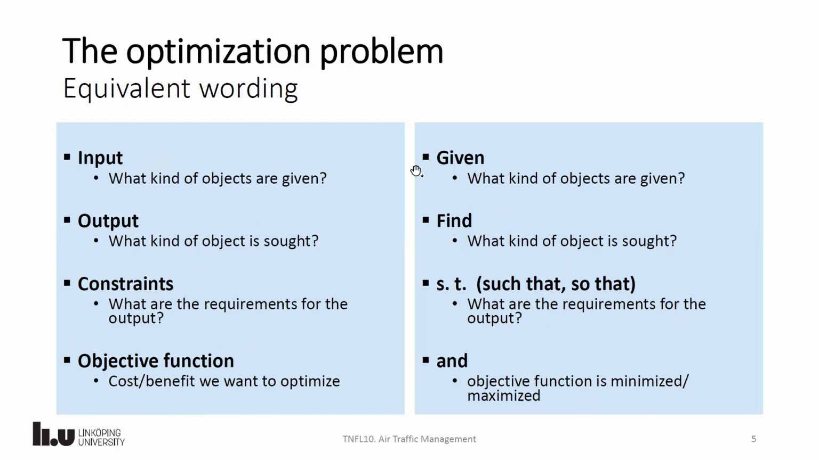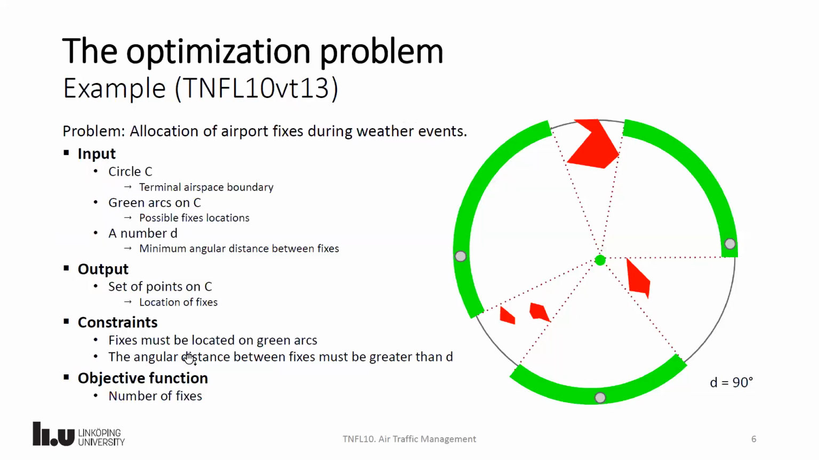So in this case, the inputs will be given, the output is something that we want to find, the constraints are something that are, I'm sorry, can you give me? I'm sorry for that.